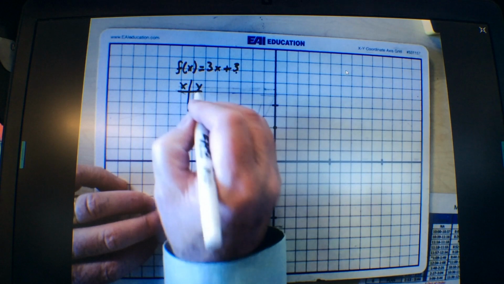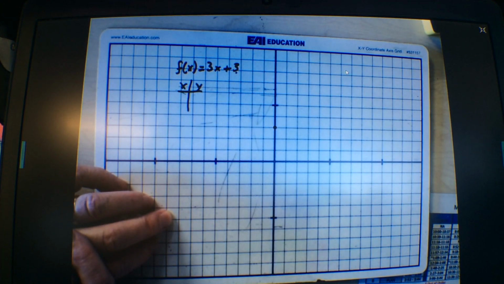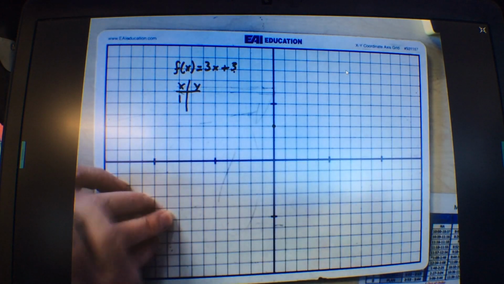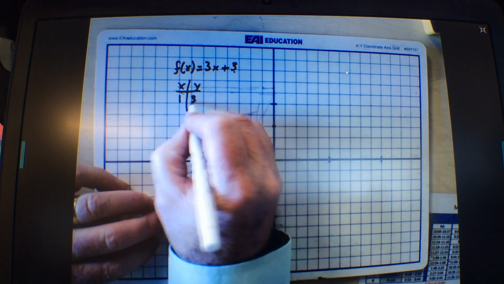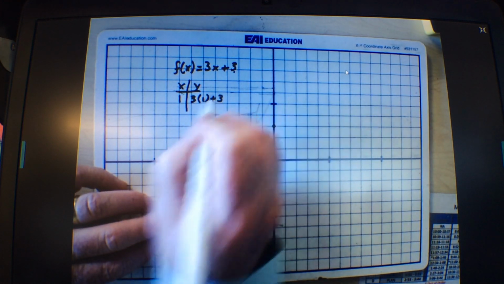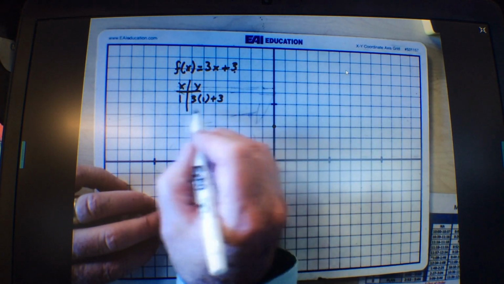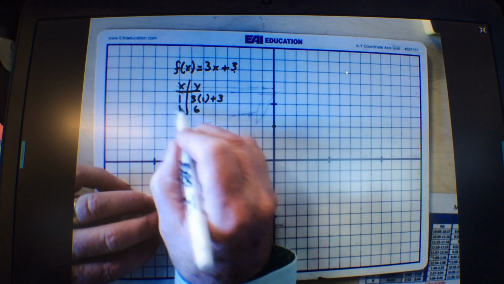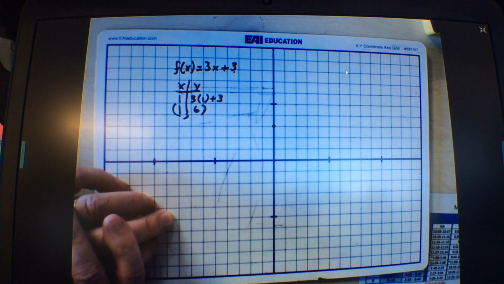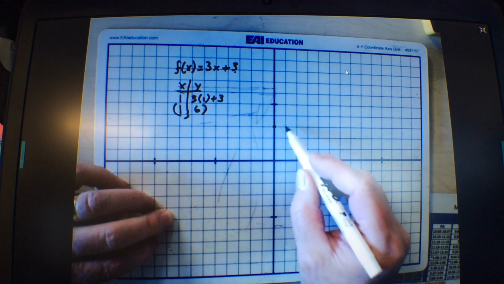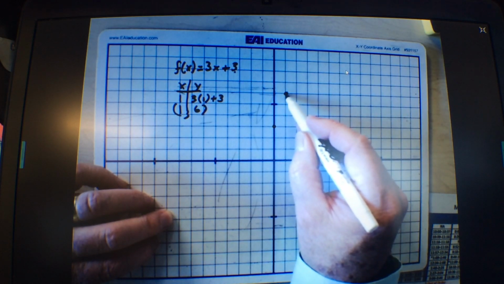You can put a value in for x or y, but I would put what in? I don't want to put 0 in for x because I'll get 3. What would I do? 1. All right, you want to put 1 in? We'll put 1 in for x. So we have 3 times 1 plus 3. Is that correct? All right. That's 3 plus 3, which is 6. So I have the point (1, 6). All right, let's do that. Here's 1. Here's 1, 2, 3, 4, 5, 6. You got it?